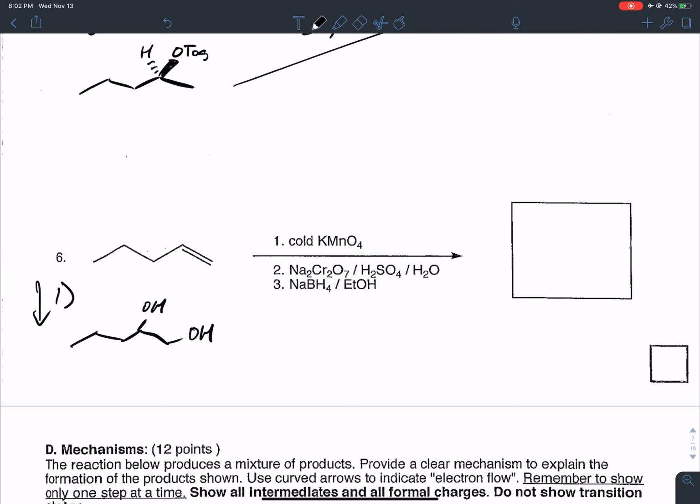That's step 1. Step 2, dichromate. This is similar to what reagent? Jones. Yeah, it's going to be similar to Jones, which is the CrO3. It's a strong oxidizing agent, so it's going to oxidize both of these, one to a ketone, one to a carboxylic acid.